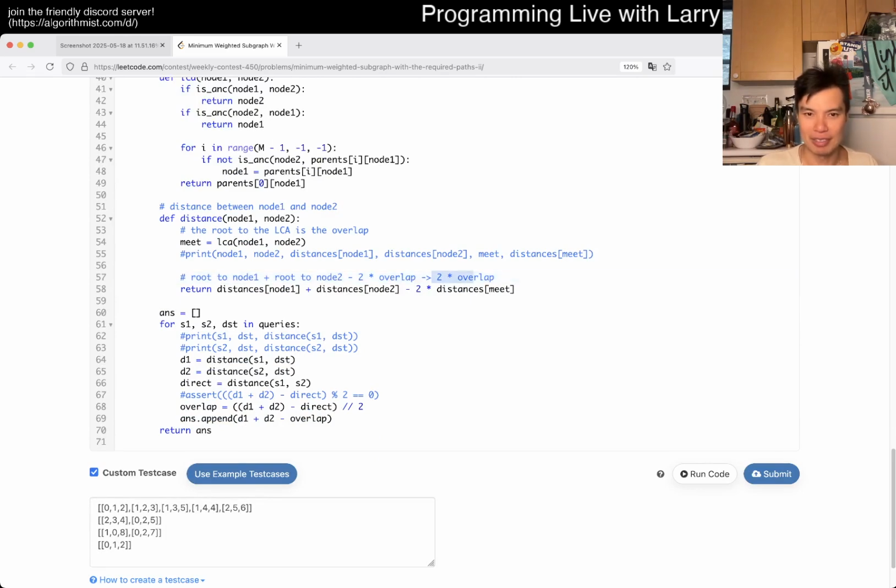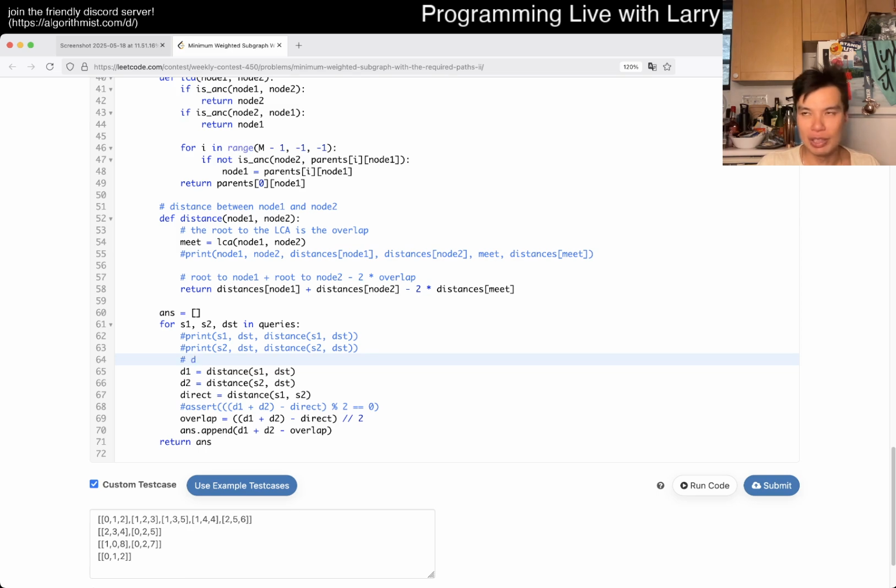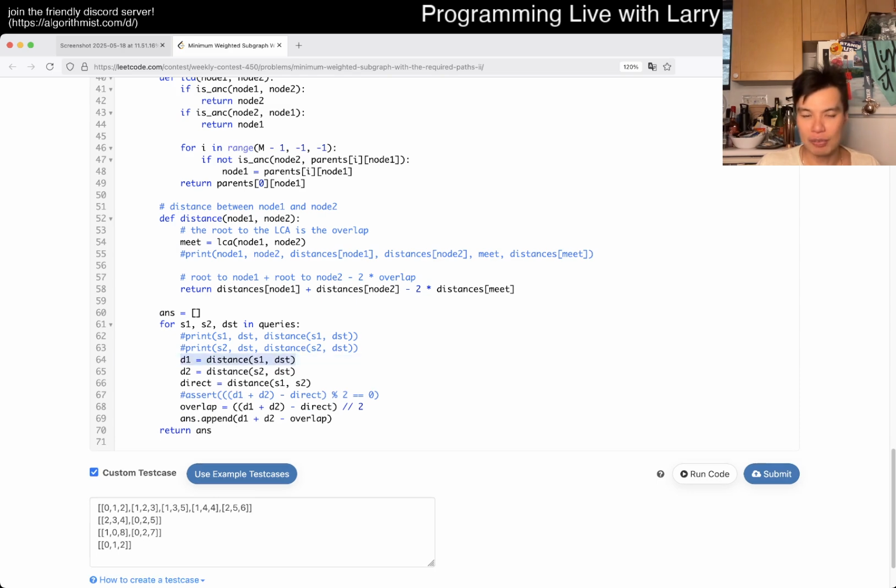And then for each query, we have the same idea, but the formula is different. You could read this, it's pretty readable, I think. You have the first distance, the second distance, and then the direct route, with which we can now calculate the overlap. The overlap is just d1 plus d2 minus the direct route, over 2, because when you sum it up, you have two of the overlaps. One of the overlaps is this, and you do want to keep one of the overlaps, so it's just this. And that's it.